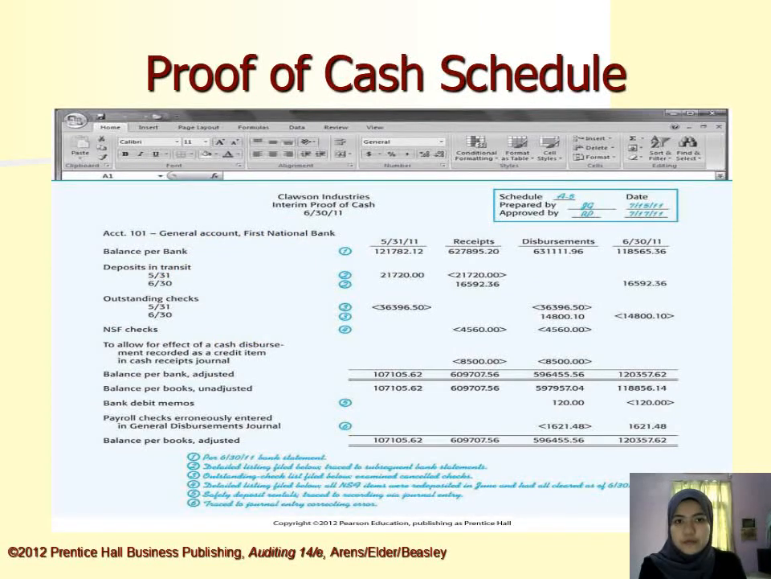Okay, let's move on to the proof of cash schedule. As you can see, this is the proof of cash schedule. This schedule has 4 columns for the proof of cash, and 1 column for each of the 4 types of information listed. It can be performed for 1 or more interim months and the entire year, or the last month of the year. The auditor must focus on reconciling the amounts recorded in the bank statement, and the balance per bank must be the same as the balance per book.